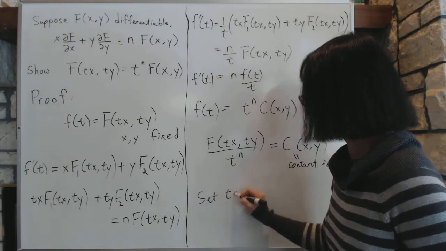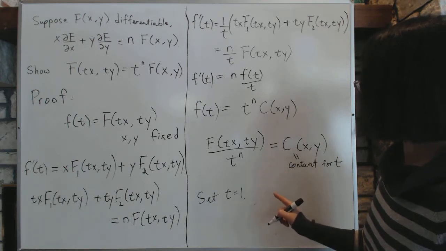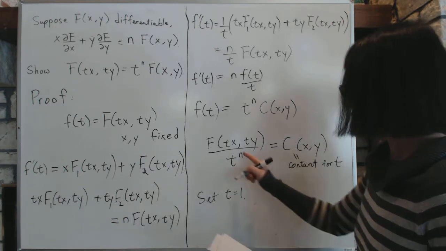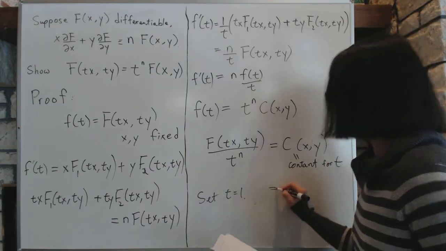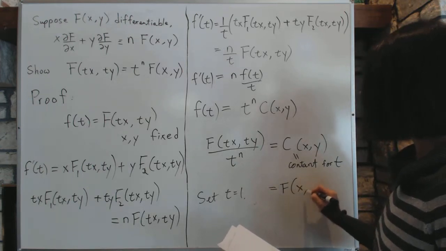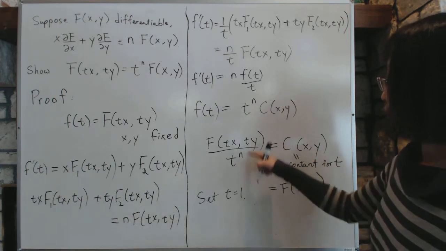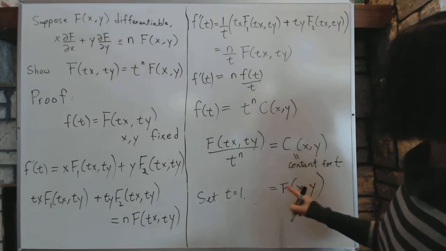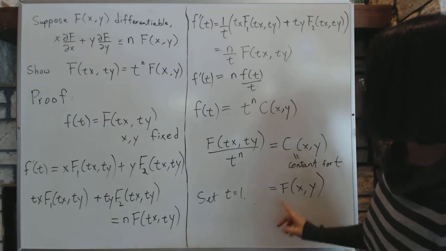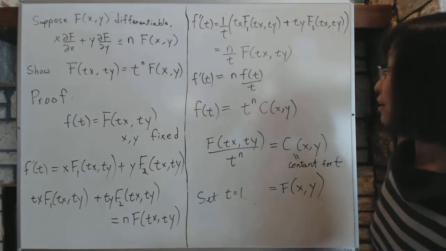t equal to 1. What happens then? This whole thing is equal to f(x,y). Since this value doesn't change, if you set t equal to 1, it's still the same value. So this thing has to be equal to f(x,y) when you set t equal to 1. And that actually is what we're trying to prove this entire time. So that concludes the proof.